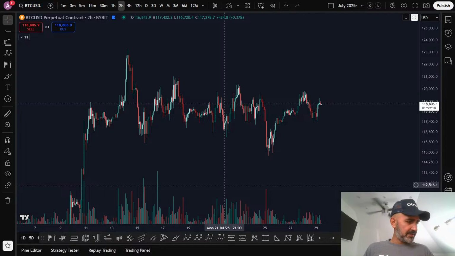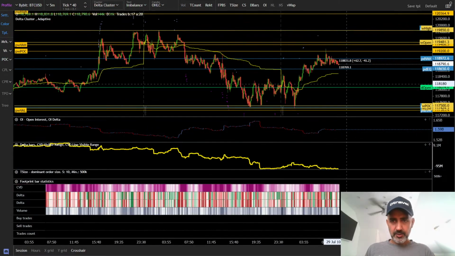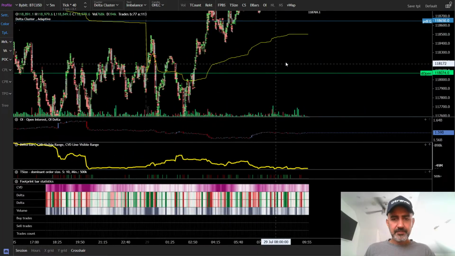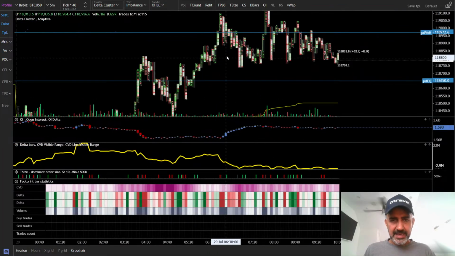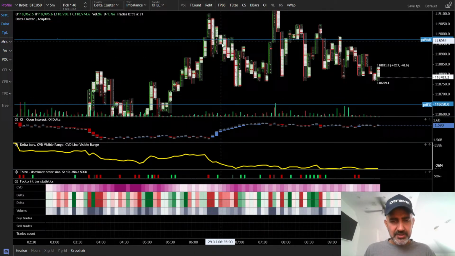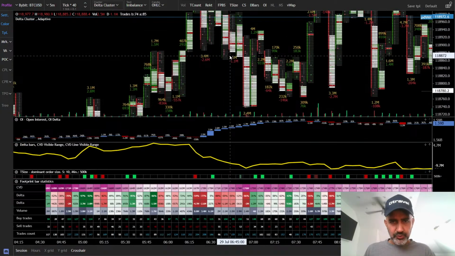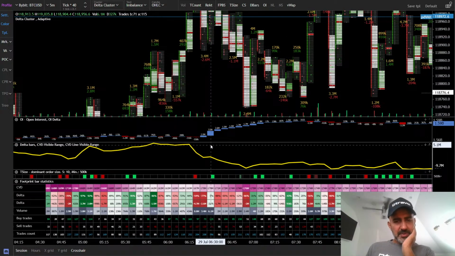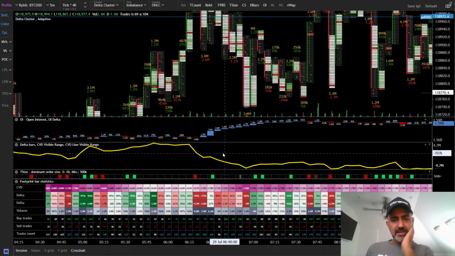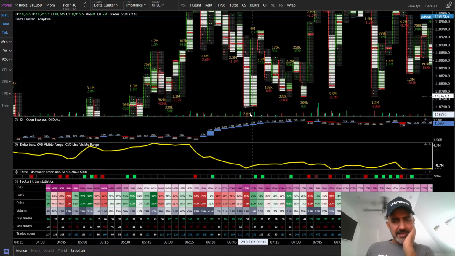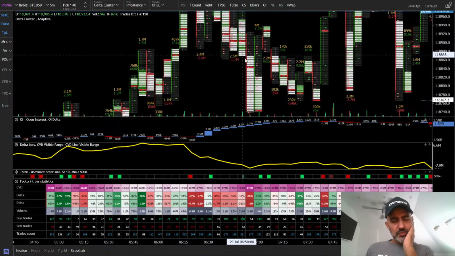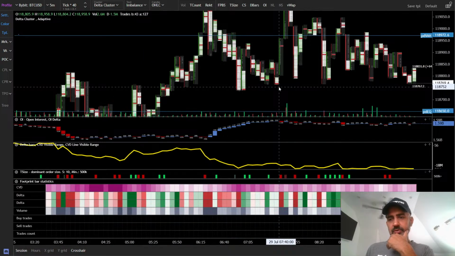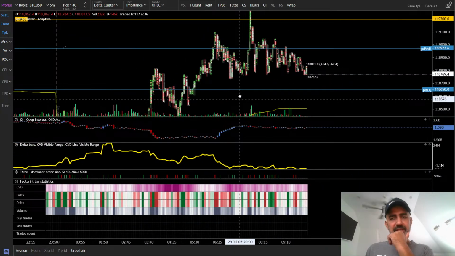Actually, it's quite interesting because I was looking at this a little bit earlier, and if you zoom in a little bit, you can see here, look at these shorts entering here. Look at that short. You know it's a short because the open interest is increasing and the price is dropping and the delta is going down. Then you see how it's being absorbed. These shorts are being absorbed.